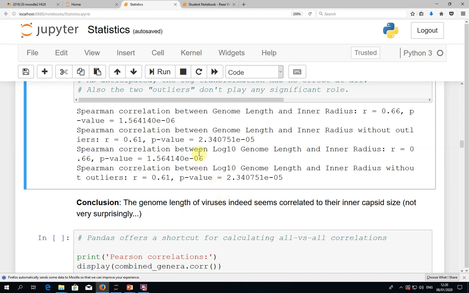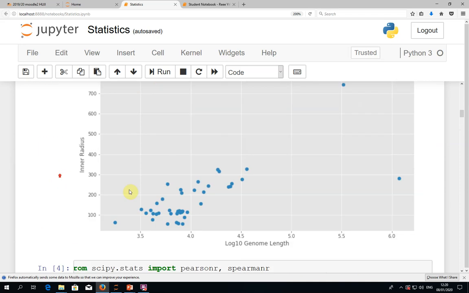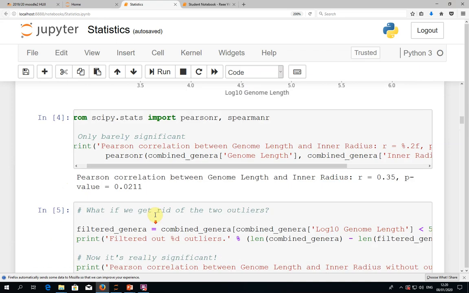And we can conclude with very high confidence that the genome length of viruses indeed seems to be correlated to their inner capsid size. And we established that both using statistics and by just looking at the data. It's very obvious when looking at it that you see some correlation. Okay, so these two components work together to establish our claim that there is a correlation between them.